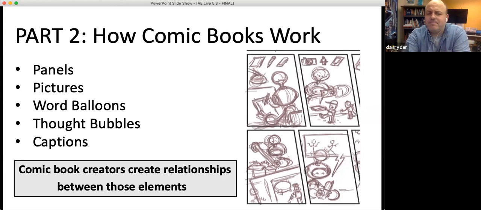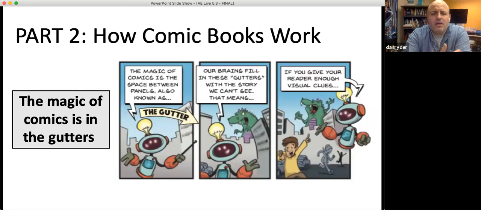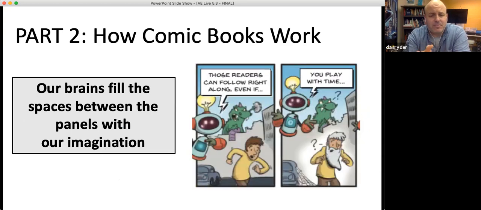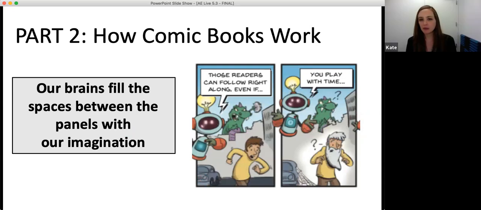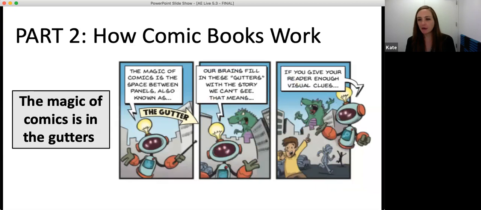So if we go on to the next slide here, we understand that the magic of comics is in the gutters. It's in the space in between the panels. And at the next slide, we have a really good example of that. You can see that arrow right there that says the gutter. So the gutter is that white space in between the panels, which are the boxes for the scenes.